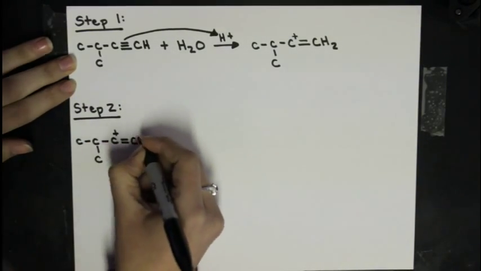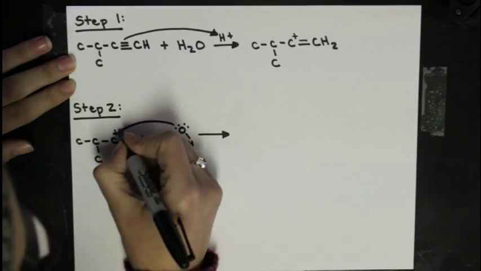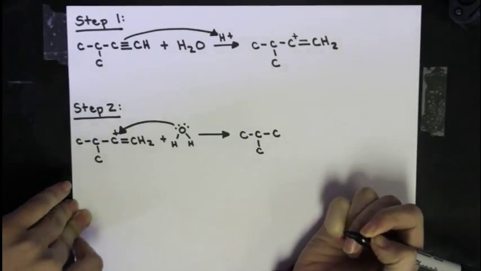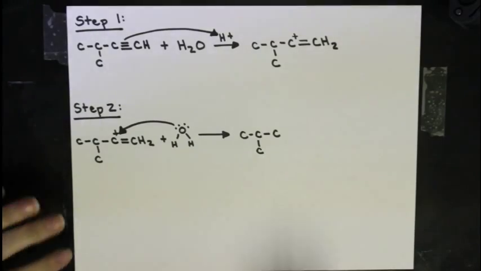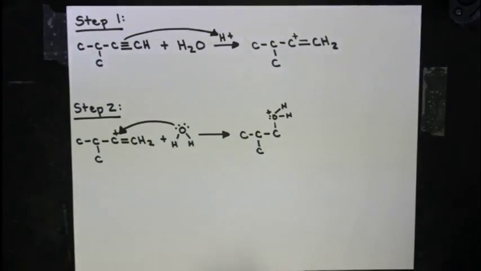In step 2, the carbocation is still very unstable, so the water is given a chance to attack it, and it forms the water as a substituent on the carbocation. So now we have an alkene with water as a substituent on the carbocation.